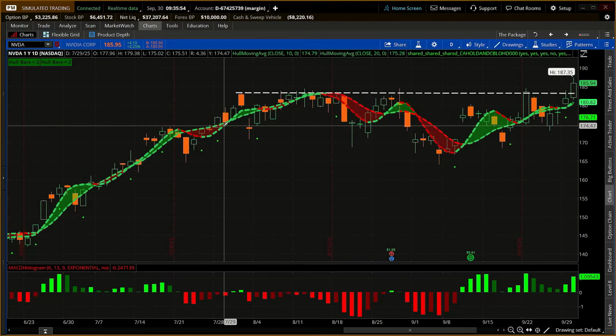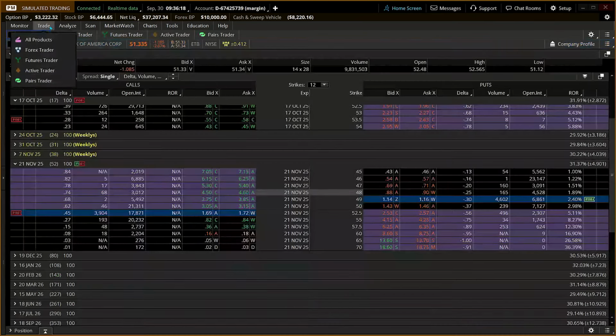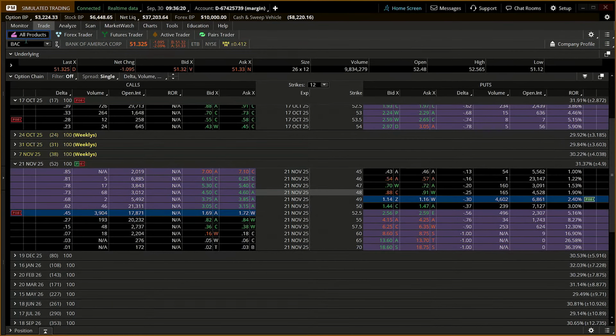Now, what I'm going to do in this case is, let's imagine, we've talked about putting on collars all at once. It's like a vertical, okay, when you really look at the diagram. Now, let's just real quick use NVIDIA. Remember, if we did a collar all at once, we're buying shares, selling the call, buying the put, okay? So obviously, if I went to the trade tab, how do I buy the shares?